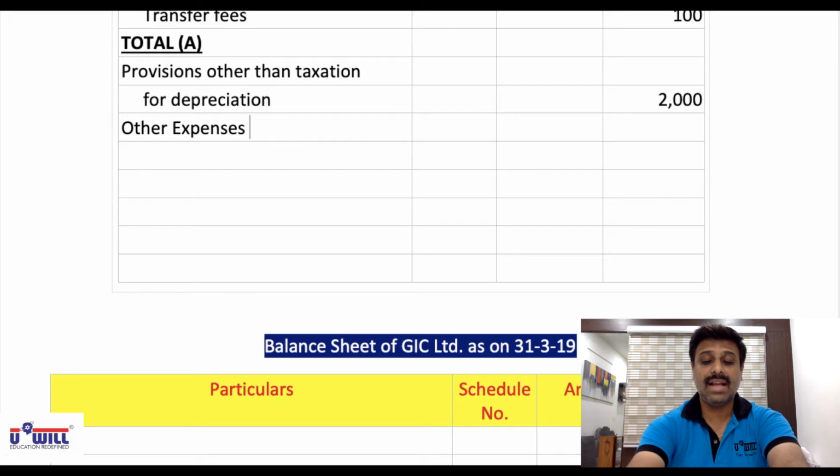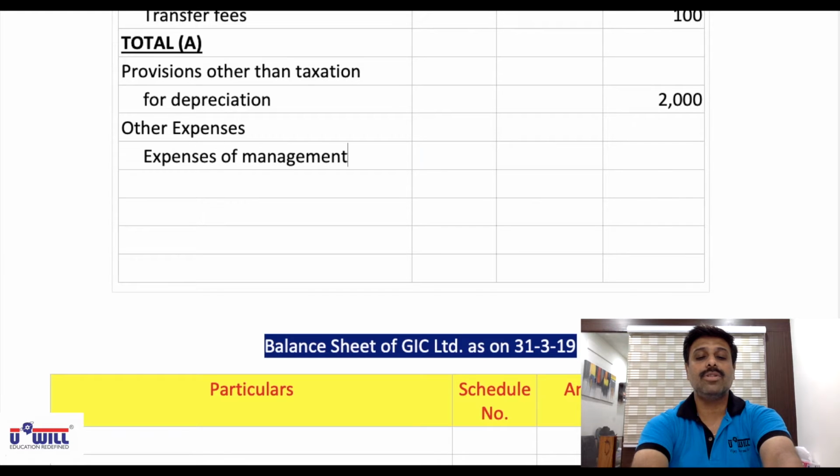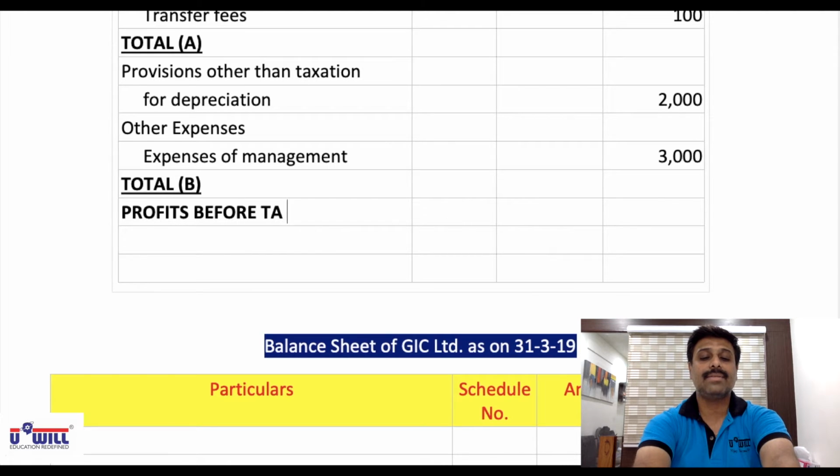In other expenses, we will have expenses of management, 3000 rupees directly in the outer column, because again only one item is there. Then we'll get total B. Now A minus B will give us profits before tax. From that we will subtract provision for tax. And then what we will get is profits after tax.